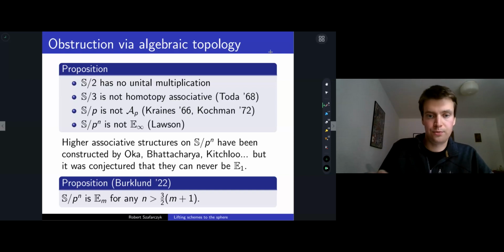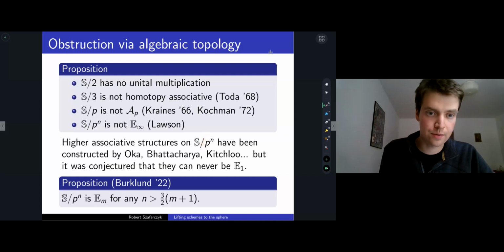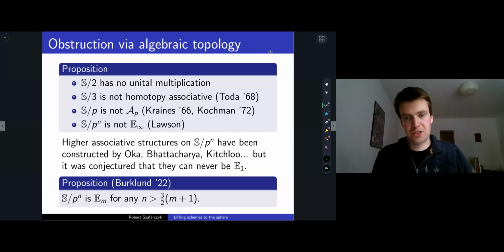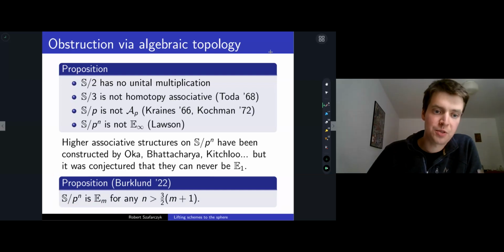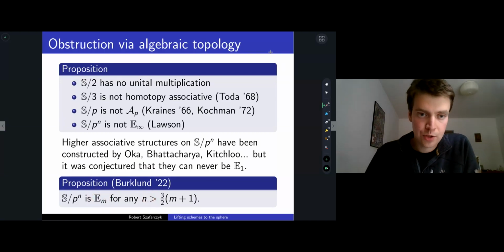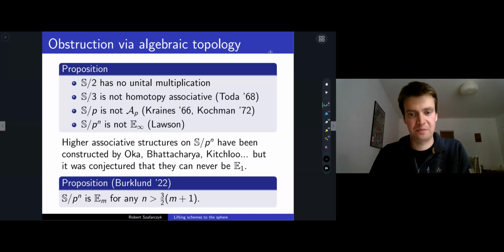This research into what associative structures you can put on S mod p^n was quite well studied. For example, structures constructed by Oka or recently by Bhattacharya and Kitchloo. But in general, it was conjectured that they can never be fully associative, which in fact turns out to be very wrong. There's a recent result of Robert Burklund, which says that S mod p^n can be arbitrarily E_m if you choose n big enough. So we know it cannot reach full commutativity, but it can get more and more commutative.